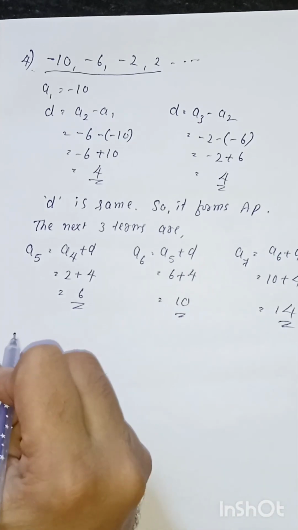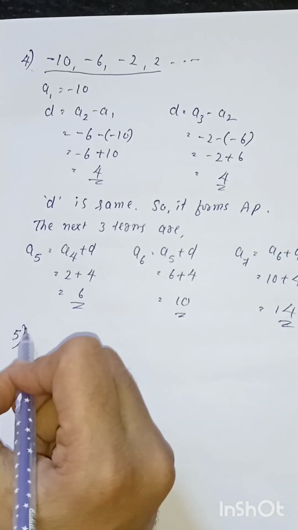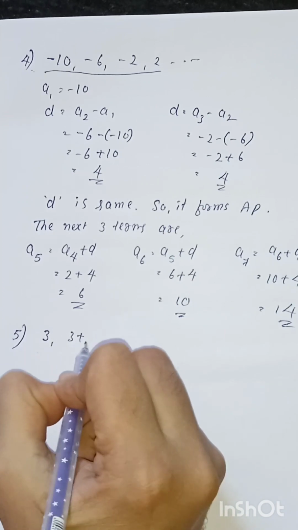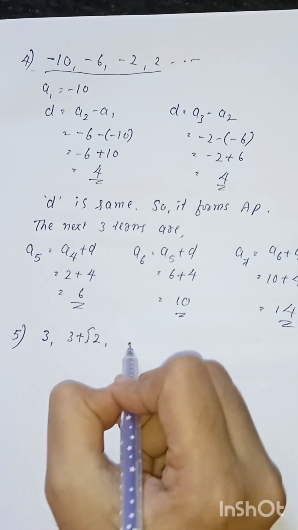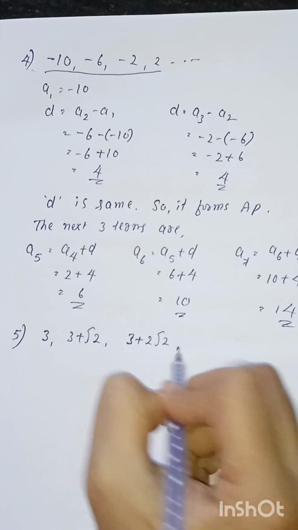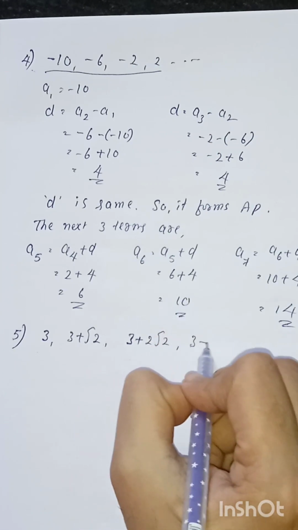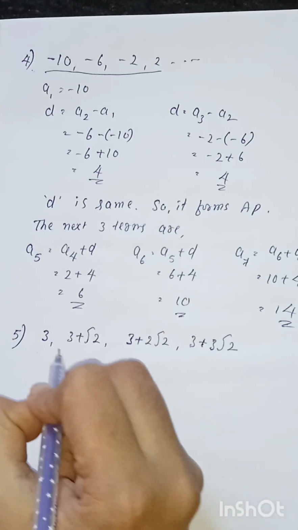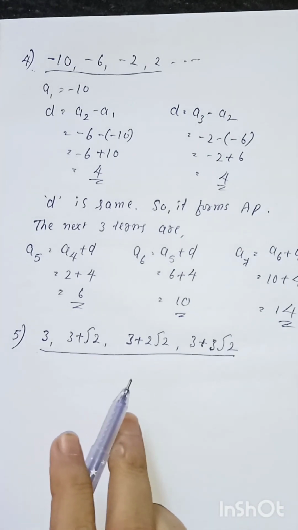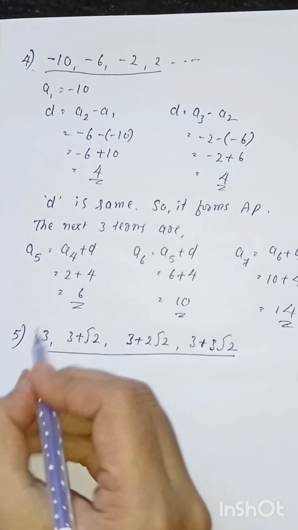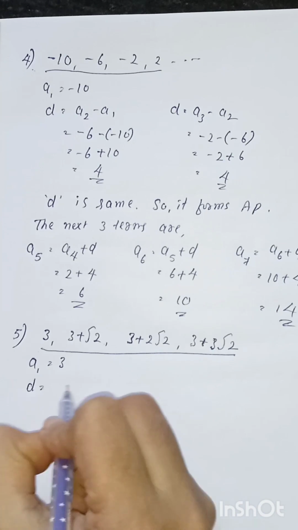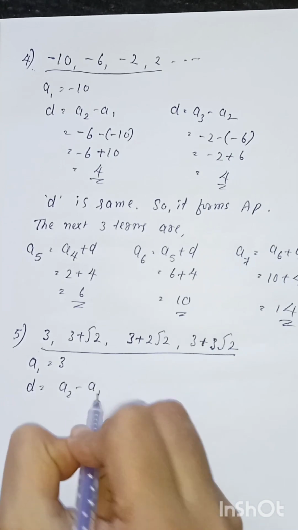Let's do the fifth problem. The fifth problem is 3, then 3 plus root 2, next 3 plus 2 root 2, and then 3 plus 3 root 2. Now let's check whether the given problem is in AP. First term, A1 equals 3. Now D equals A2 minus A1.